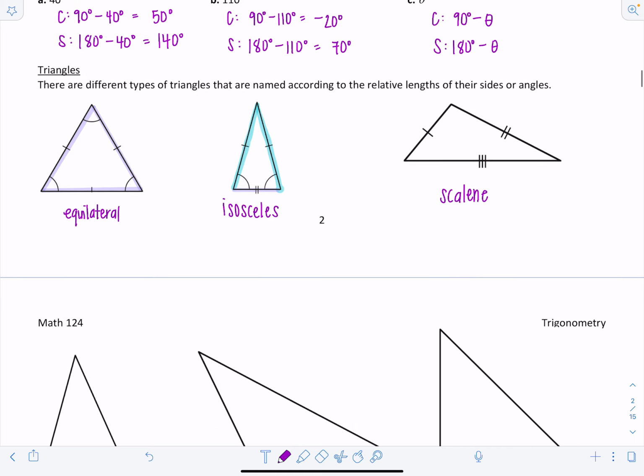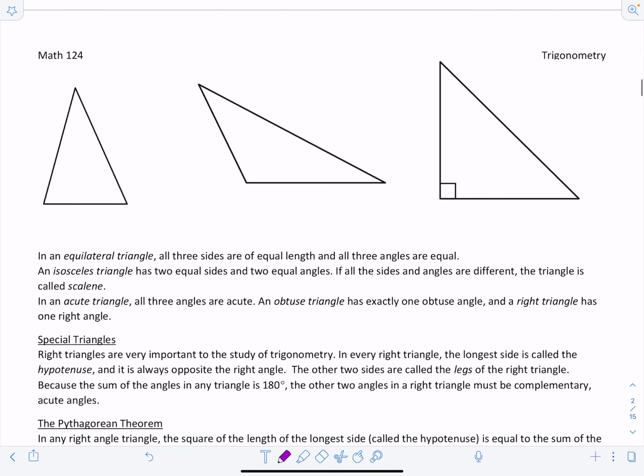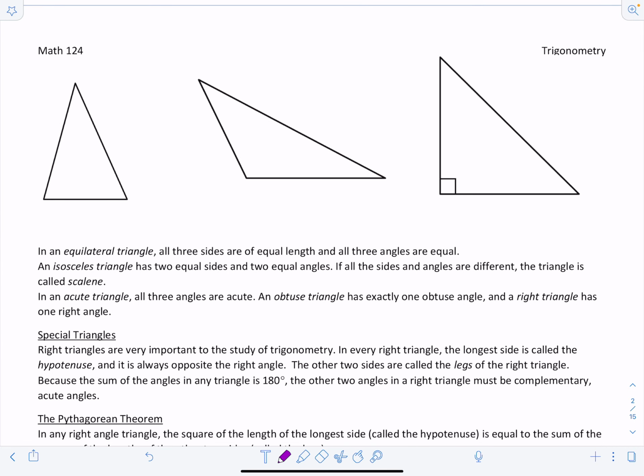We could also classify them based on their angle measure. So notice here in this first triangle, each of these three angles, I don't know what their measure is. Okay, I'm going to assume they're all different measure. They're all less than 90 degrees. So this is an acute triangle. So in an acute triangle, all three angles are acute.